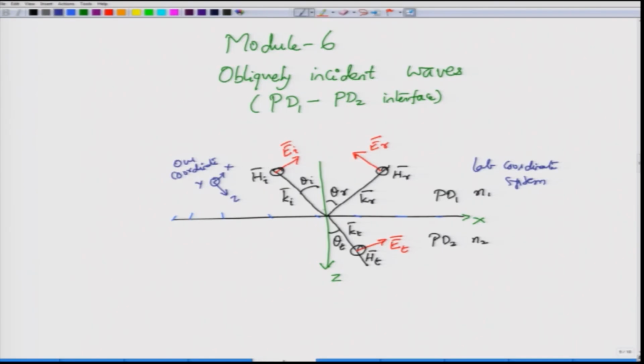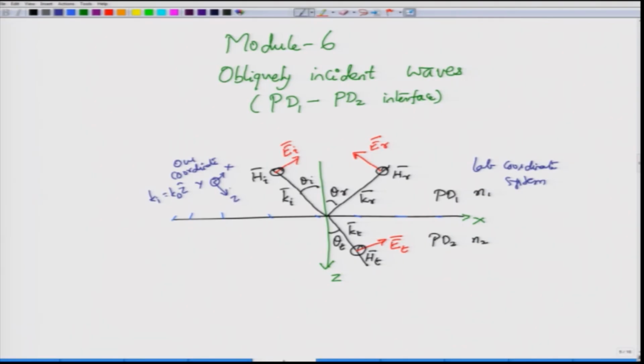So, this seems to be needlessly complicating our problem, because if we could go to our coordinate system, then k I will be along the z axis, whereas in this case it is slightly complicated. So, can we not do this? Unfortunately, if you work with our coordinate system, then the interface will have to be expressed in the coordinate system that we have chosen. So, you are transferring the problem of obliqueness from the wave to the interface.